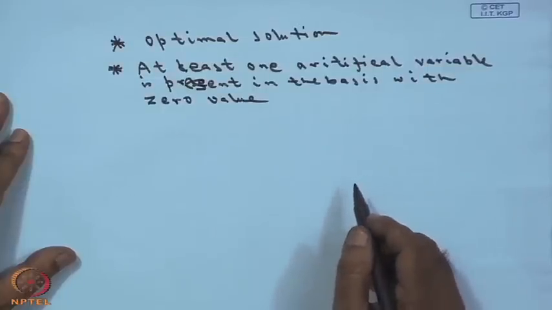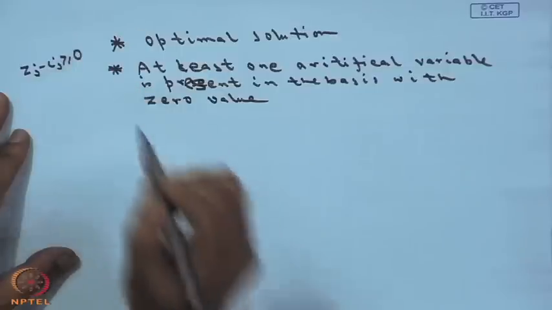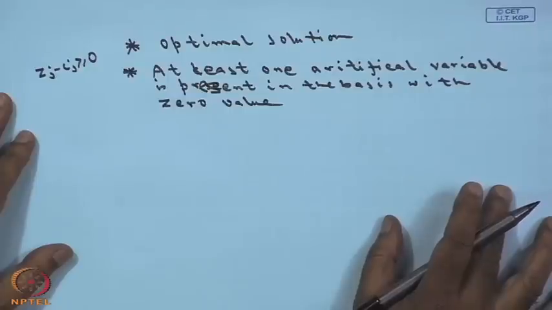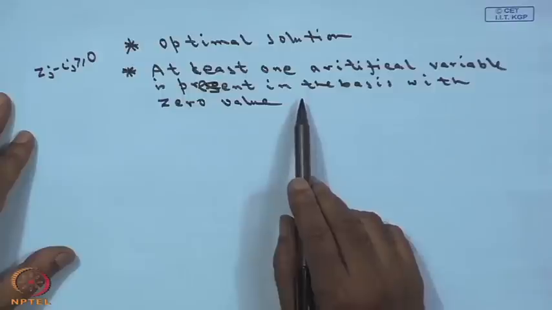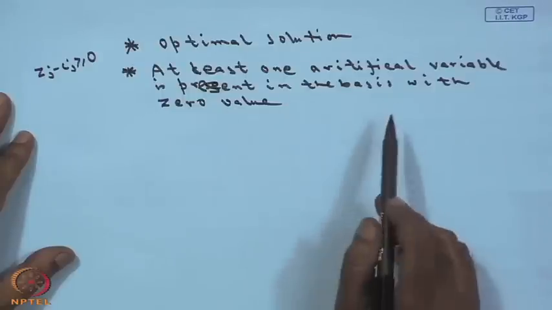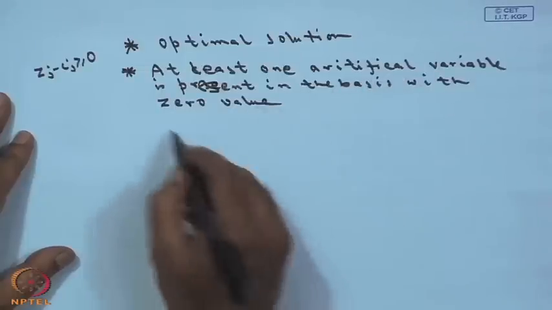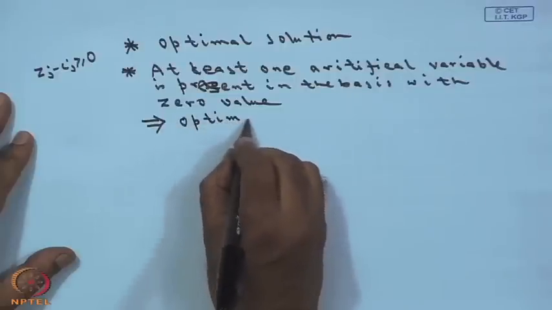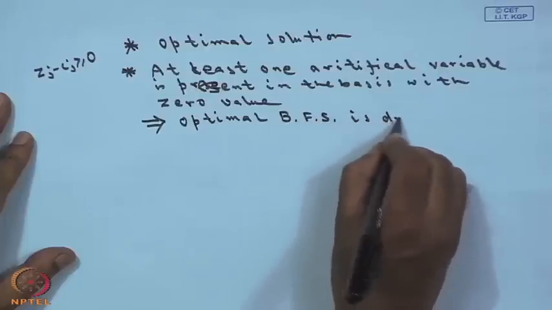We will stop the simplex algorithm whenever this condition is satisfied, Zj minus Cj is greater than or equal to 0. So, your Zj minus Cj is greater than or equal to 0, but at least one artificial variable is present in the basis in the final table, where Zj minus Cj is greater than or equal to 0, and that artificial variable corresponds to a 0 value. In that case, we say that the optimal BFS is degenerate.